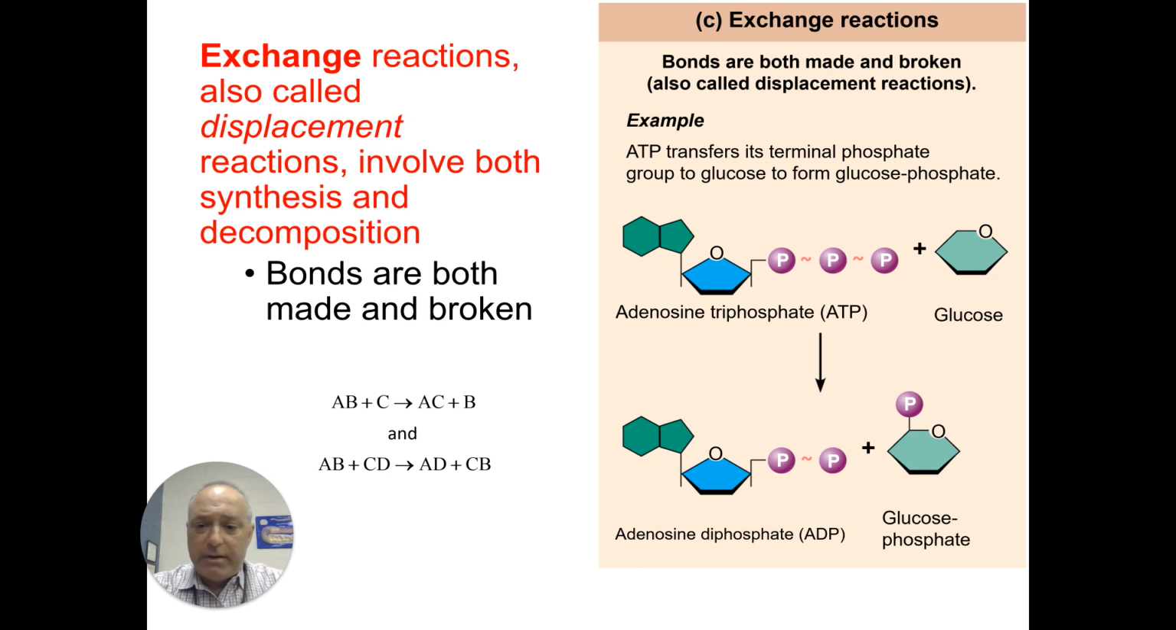There are exchange reactions. And so you can look at these like AB plus C goes to AC plus B, or AB plus CD goes to AD plus CB. So there are a number of different displacement reactions, but one of the more clear ones is ATP, adenosine triphosphate. This is the cellular energy that we use. It's got three different phosphates on it, and there are exchange reactions where this phosphate can then go onto a glucose, and so that would be glucose phosphate. And so we've exchanged from one molecule to the next.